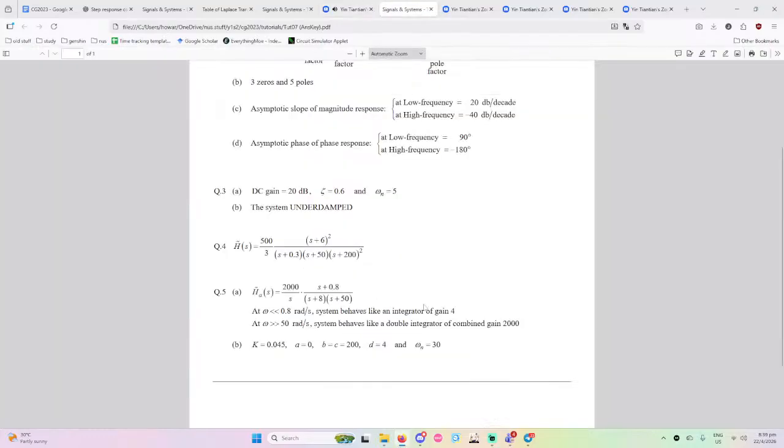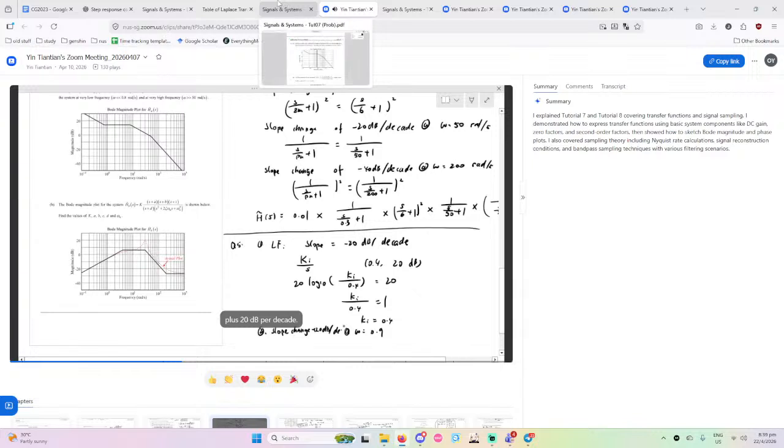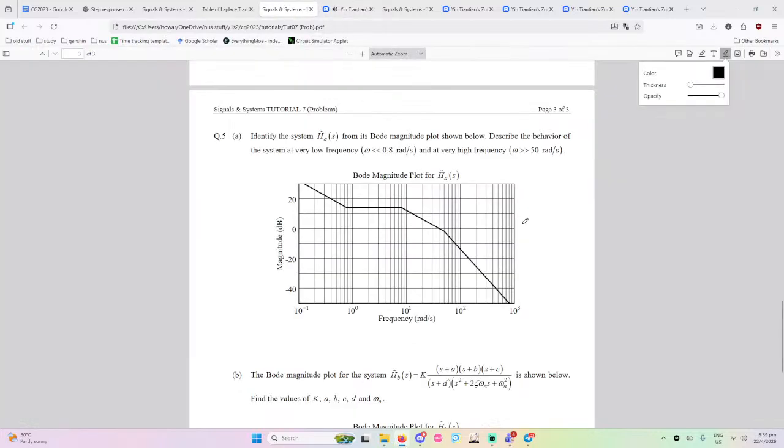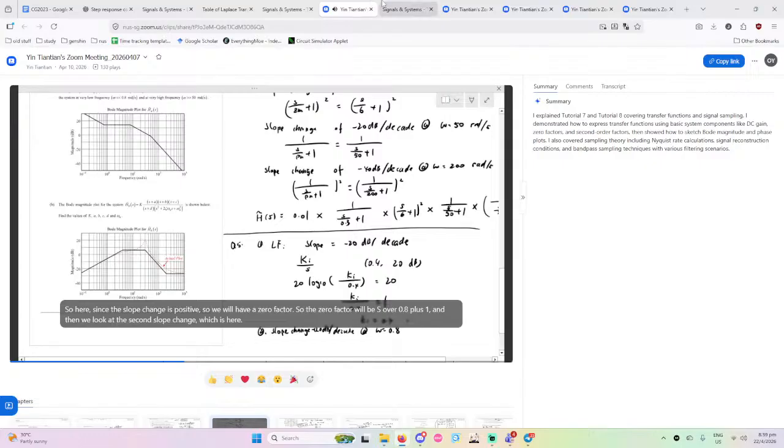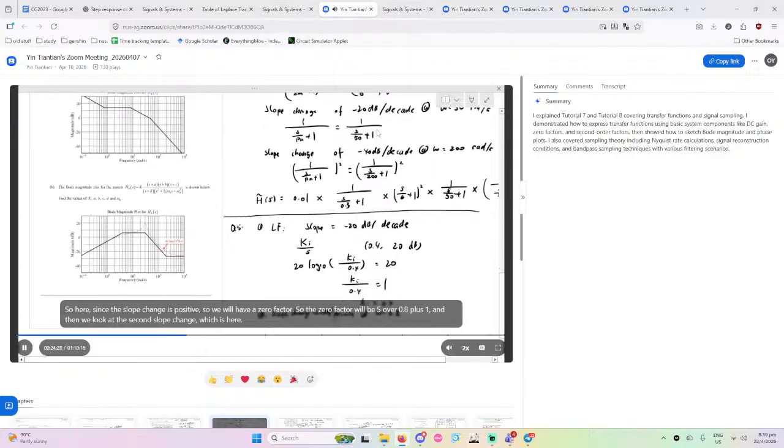So we have slope change plus 20 dB per decade at omega equal to, is it 0.8 or 0.9? Oh, 0.8, sorry. Omega equal to 0.8. So here, since the slope change is positive, we will have a zero factor. So the zero factor will be S over 0.8 plus 1.